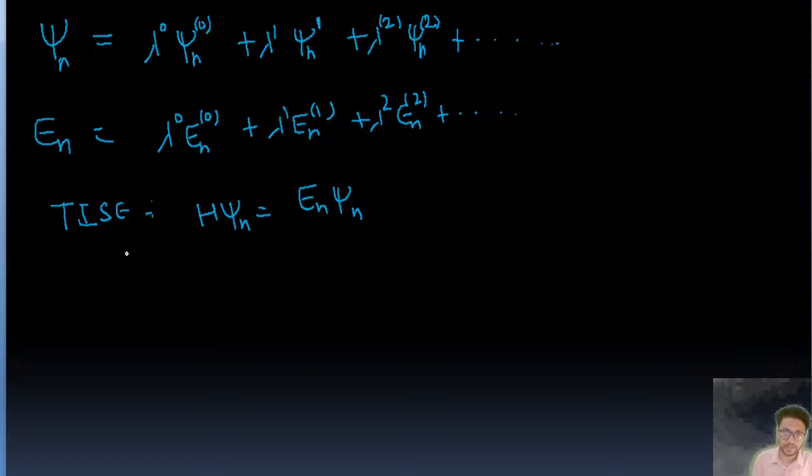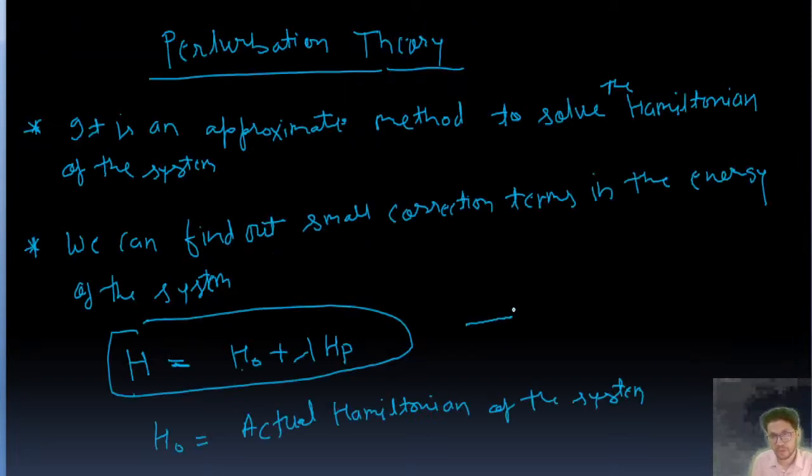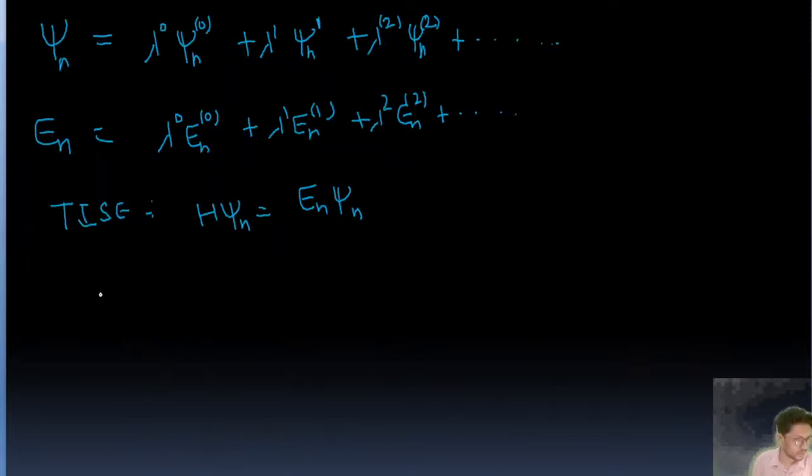Now we'll use the Schrodinger time independent equation. We'll put in the value from equation 1, H equal to H naught plus lambda HP. So in place of H we can write H naught plus lambda HP. This is the perturbation part of the Hamiltonian, this is the actual Hamiltonian, and this is the complete total Hamiltonian H.